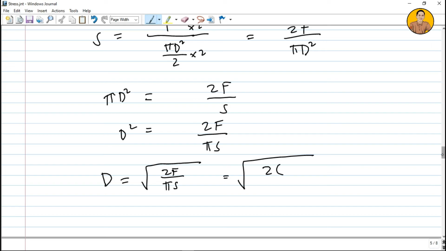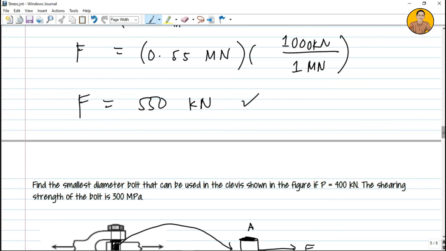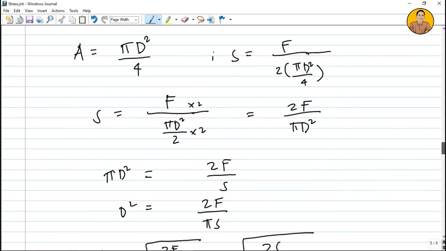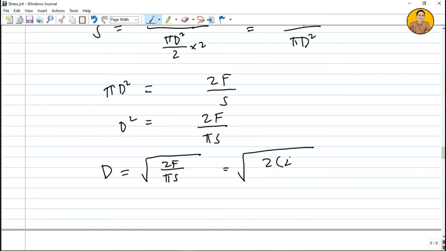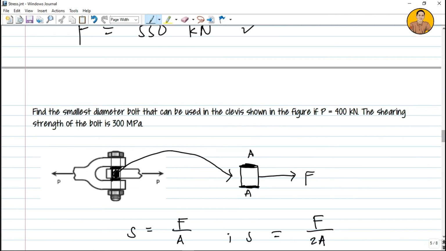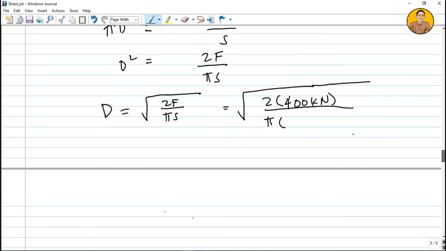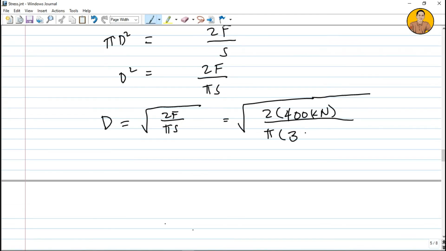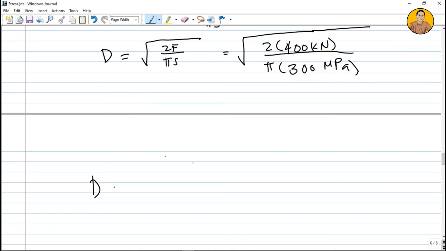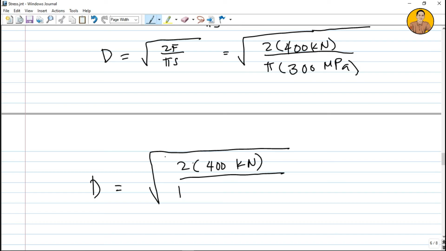Ano yung F natin from the problem? So that is 400 kilonewtons. So this is 400 kilonewtons. So this is pi times S. So our S here from the problem is 300 megapascal. So i-convert natin. So this is 300 megapascal. Then i-convert natin siya. So d equals, so this is the square root of, so 2 times 400 kilonewtons. So this is all over pi.